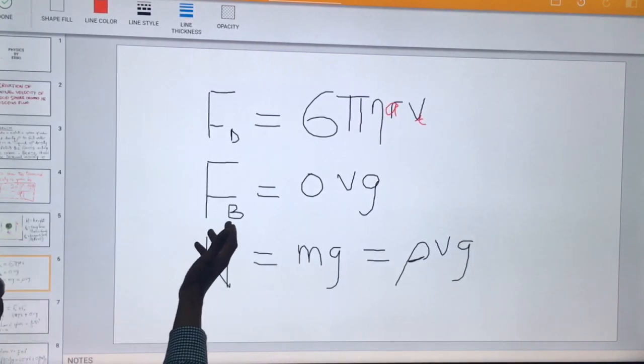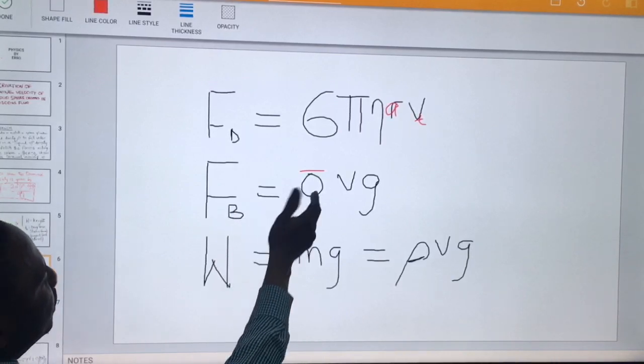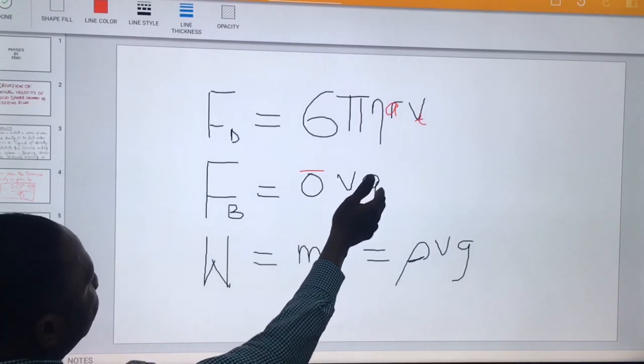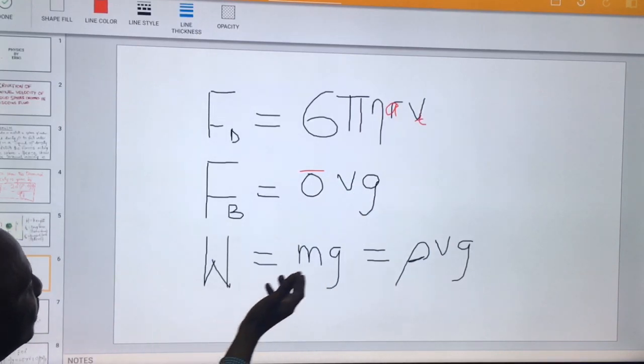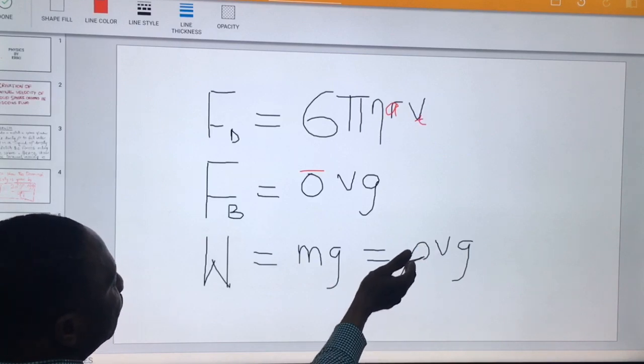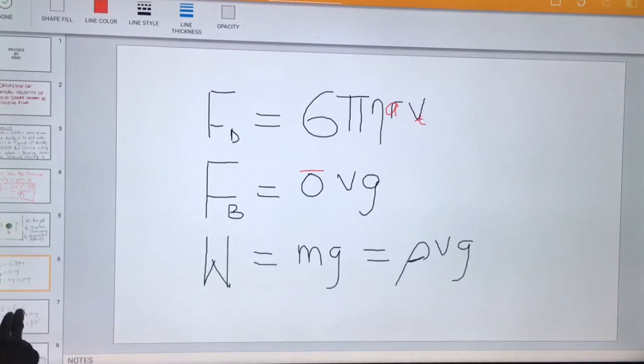The buoyant force, which is the upthrust, is equal to the density of the fluid, the volume of the object, and gravity. The weight of the object is mass times gravity, and mass is equal to density times volume. So we have the density of the object, the volume, and gravity.